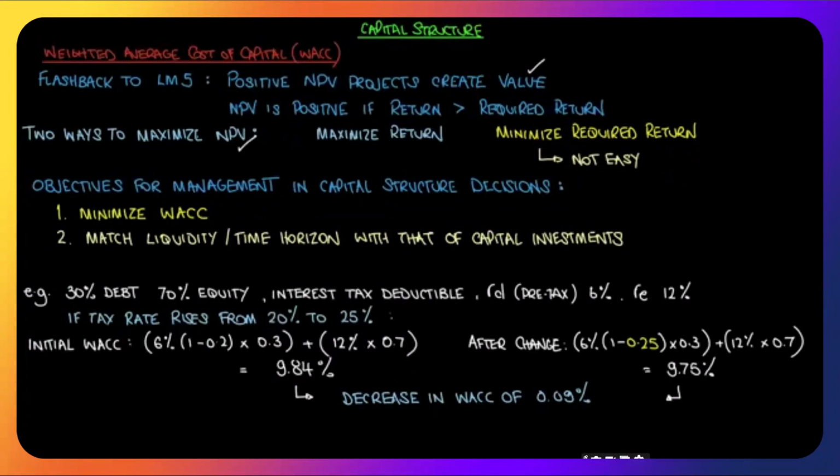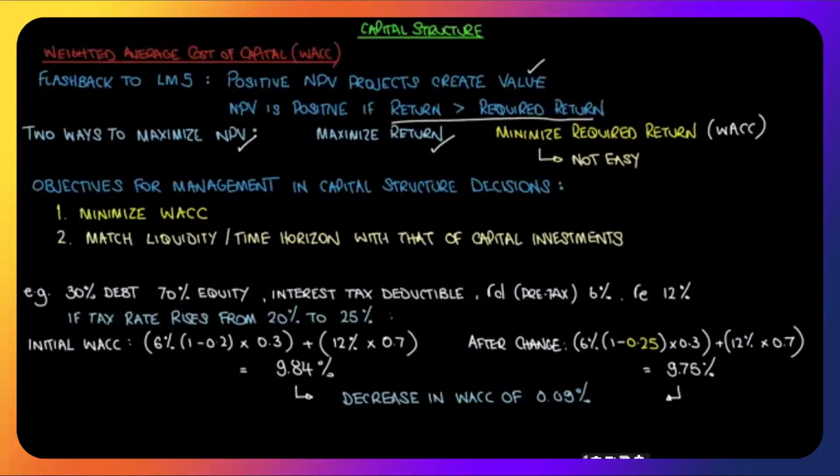They can do that by maximizing NPV. And given this equation, there are two ways of maximizing your NPV. You maximize the return. You sensibly choose your capital investments. You have a rigorous capital allocation system. All that good stuff we talked about in Learning Module 5. And you minimize the required return. You minimize your WACC. That's what we're looking at here.